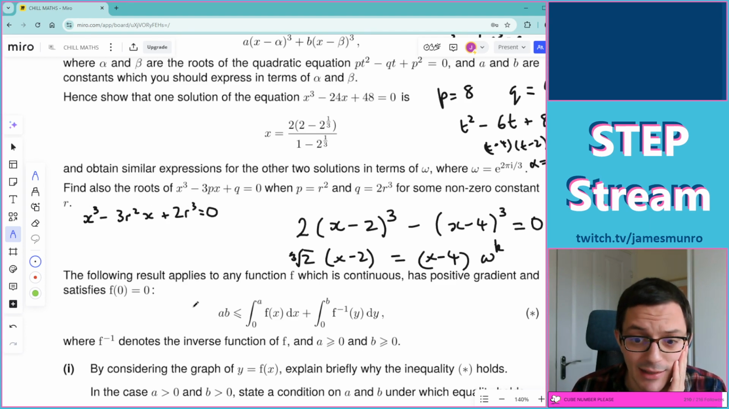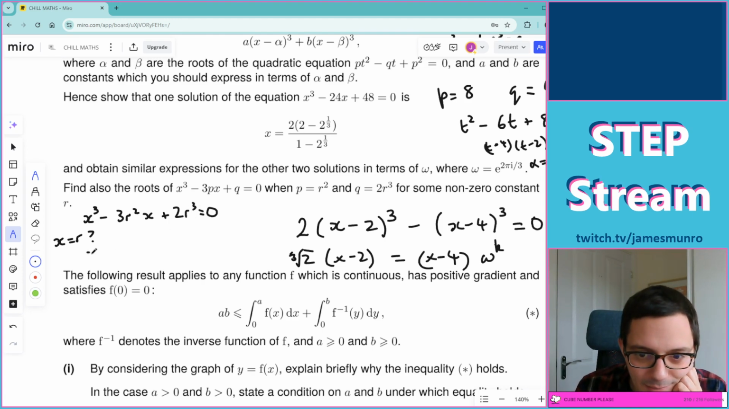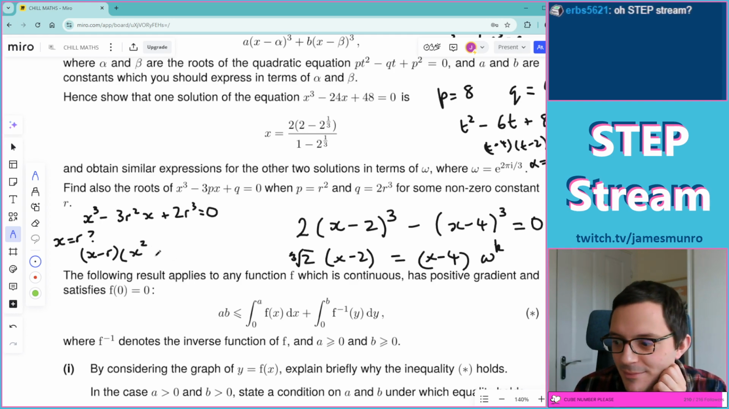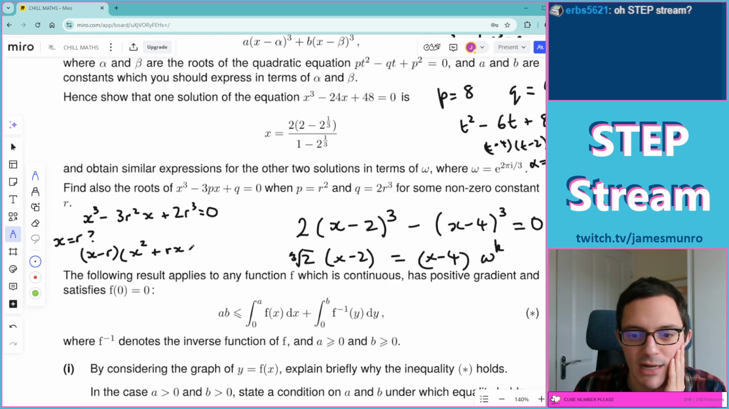I have to write it down and then look at it and go, oh yeah, I'm going to try plugging in x equals r. Because that will give me r cubed minus 3r cubed plus 2 more r cubes. Gets me back to 0. Hooray! So I found one root. Let's find the others. I'm just writing it down and then seeing what happens. It's maybe the most powerful trick I know, is to just take one step and see what happens next. Yeah, we're doing a little step stream.